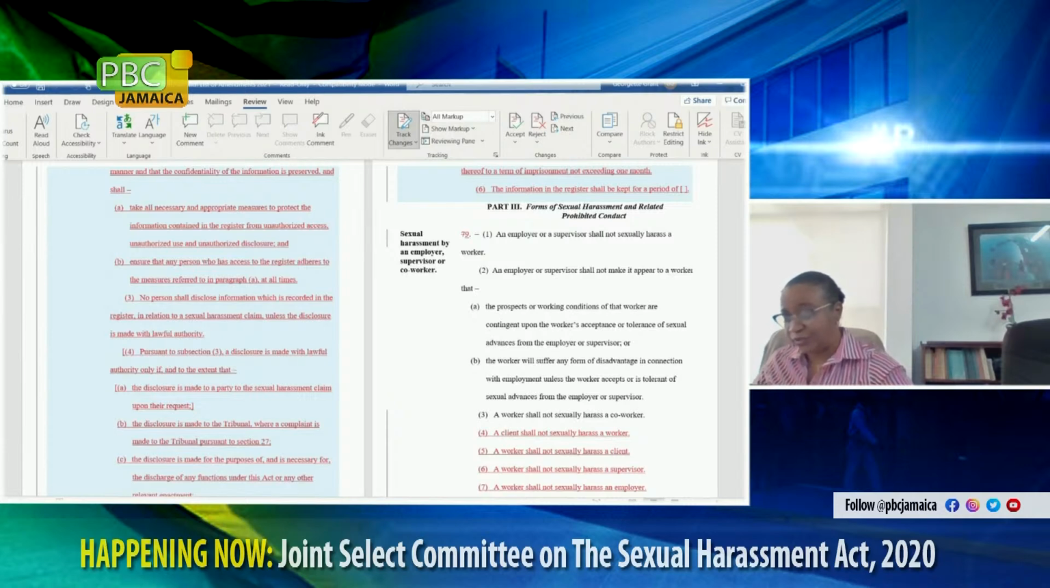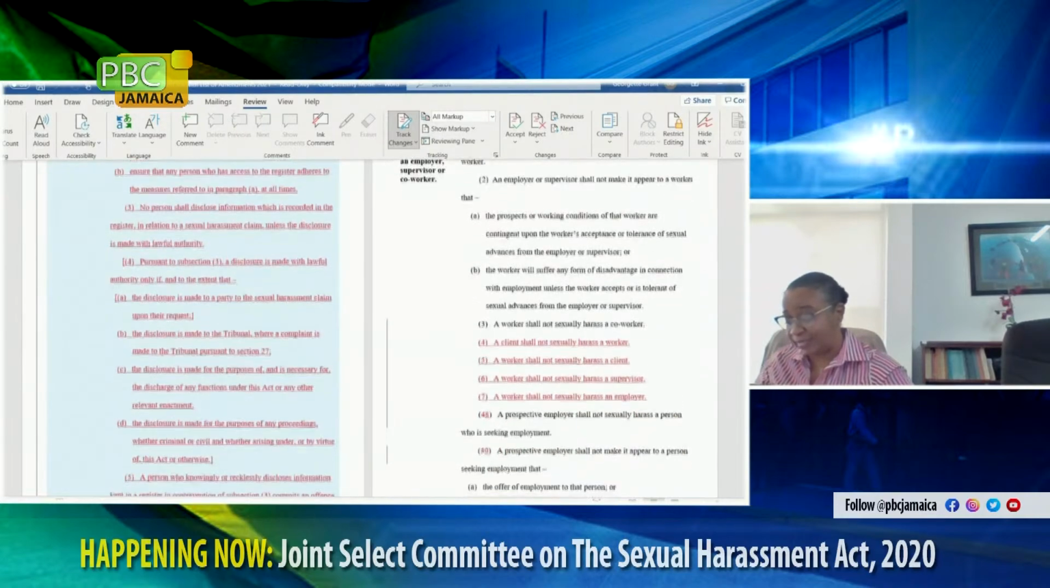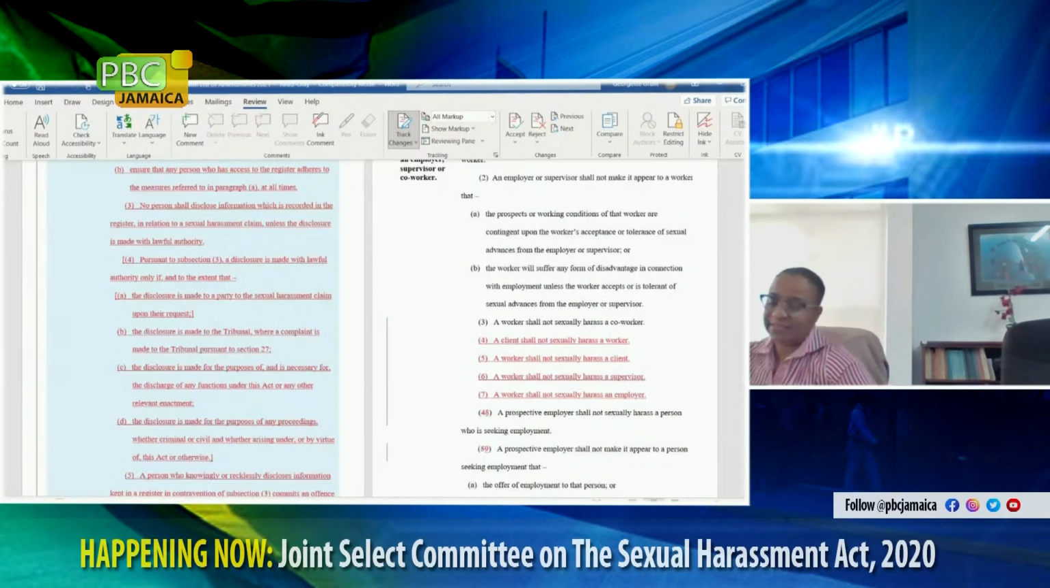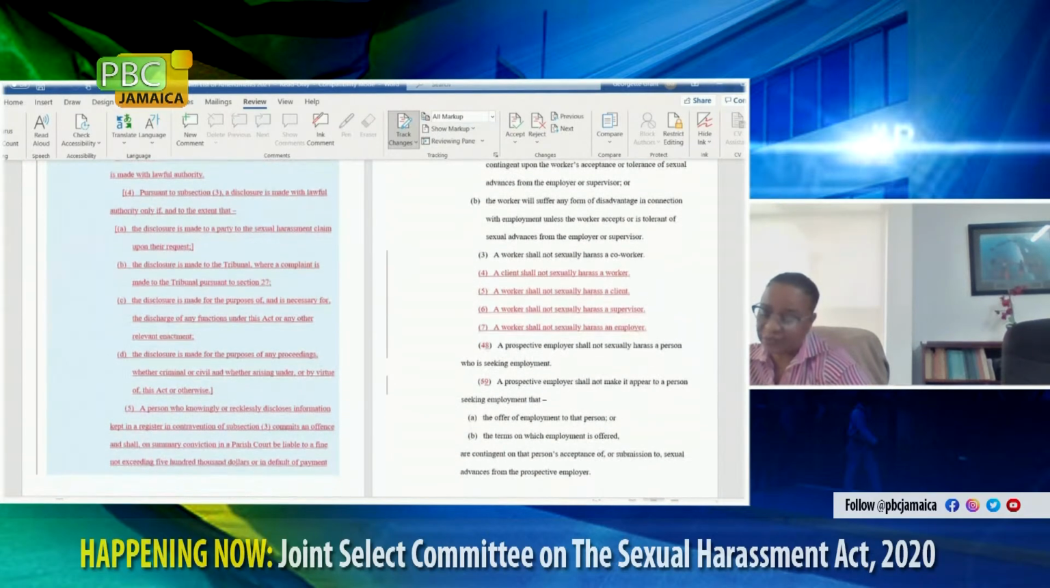Subclause 4, pursuant to subsection 3, a disclosure is made with lawful authority only if and to the extent that A, the disclosure is made to a party to the sexual harassment claim upon their request. B, the disclosure is made to the tribunal where a complaint is made to the tribunal pursuant to section 27. C, the disclosure is made for the purposes of and is necessary for the discharge of any functions under this act or any other relevant enactment. D, the disclosure is made for the purposes of any proceedings, whether criminal or civil, and whether arising under or by virtue of this act or otherwise.